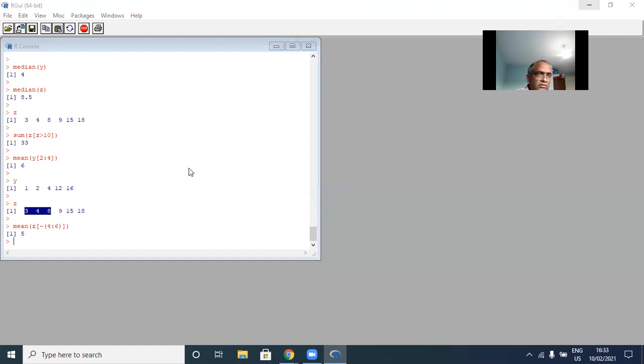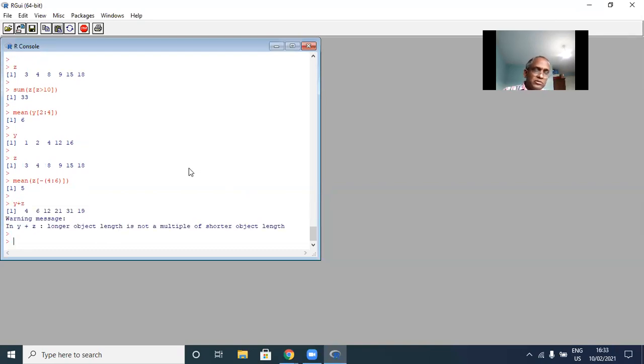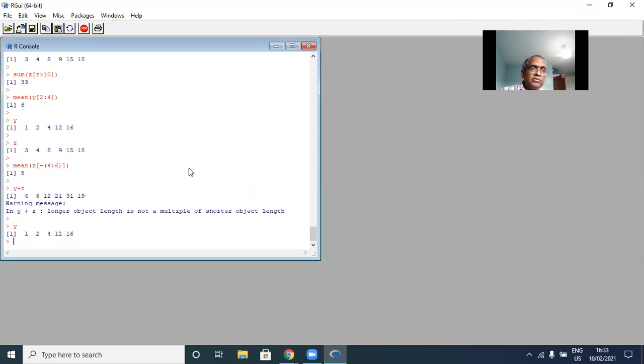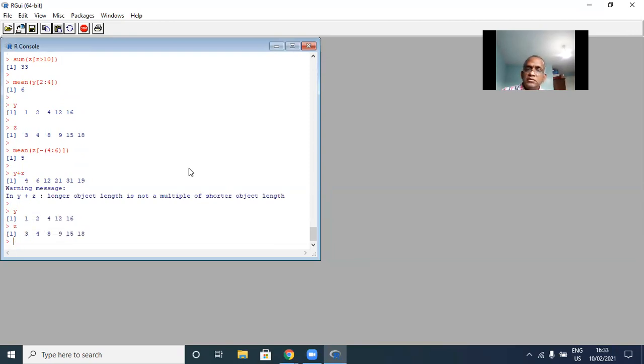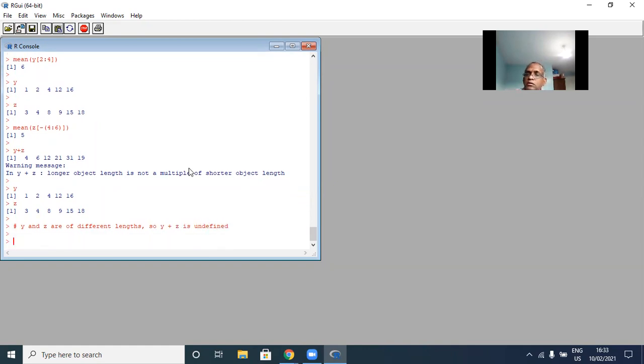All right. Next is y plus z. Y plus z is undefined because remember, y is of length 5, whereas z is of length 6. You can't add 2 vectors, y and z are of different lengths. So y plus z is undefined. I'm sure you know that, guys, right?